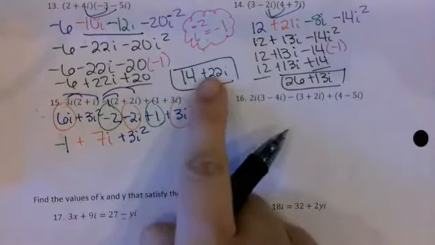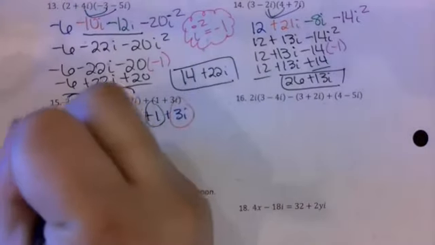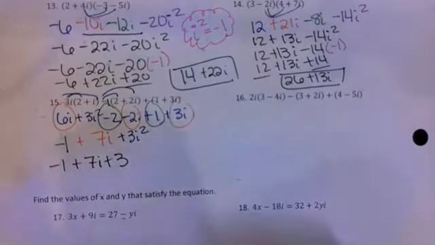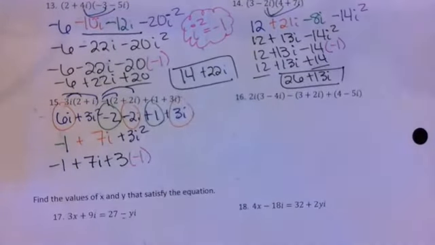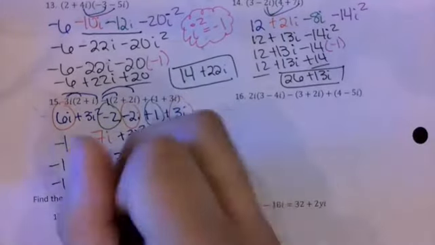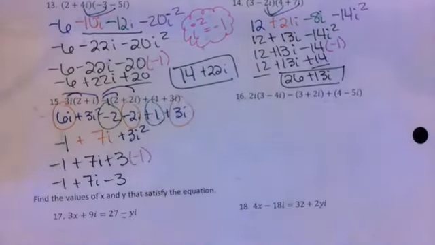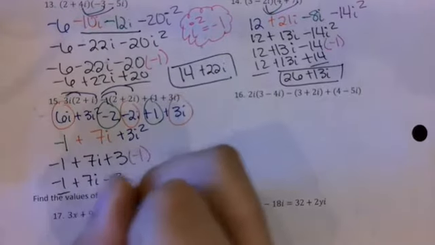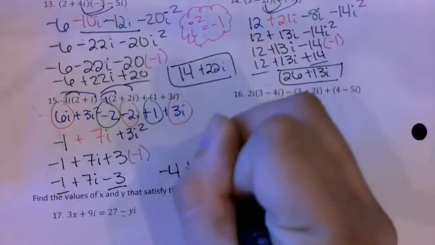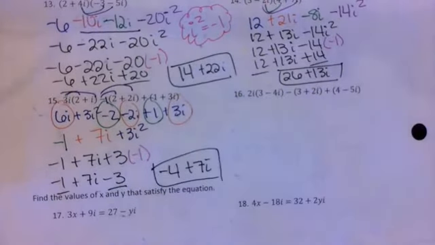Then, just like before, i squared turns into negative 1, so I am going to replace that. So then I have positive 3 times negative 1, which turns into negative 3. Now I can combine my two real parts. Negative 1 minus 3 is negative 4. And then I have the 7i, which didn't change.